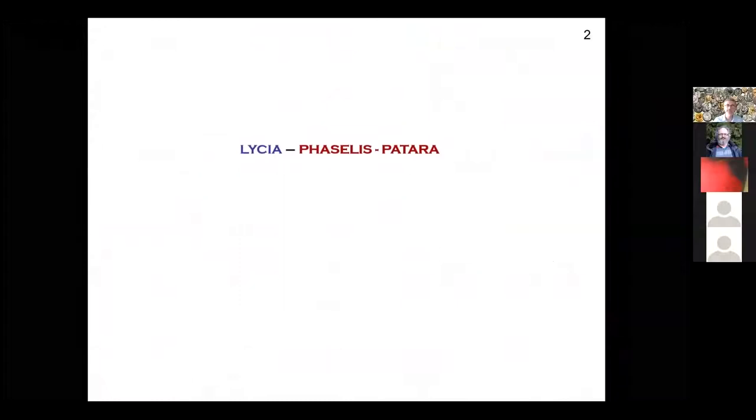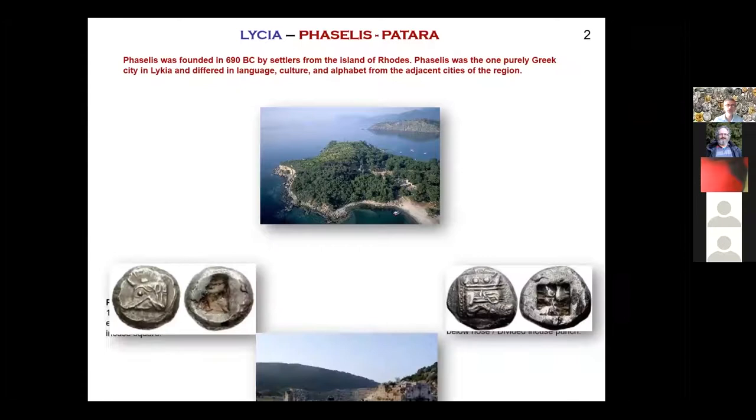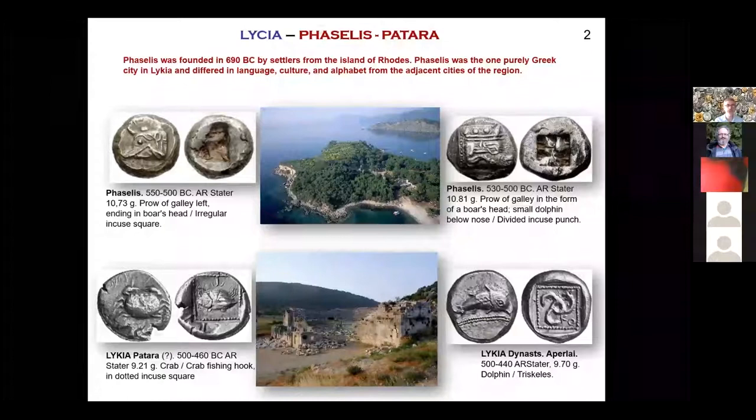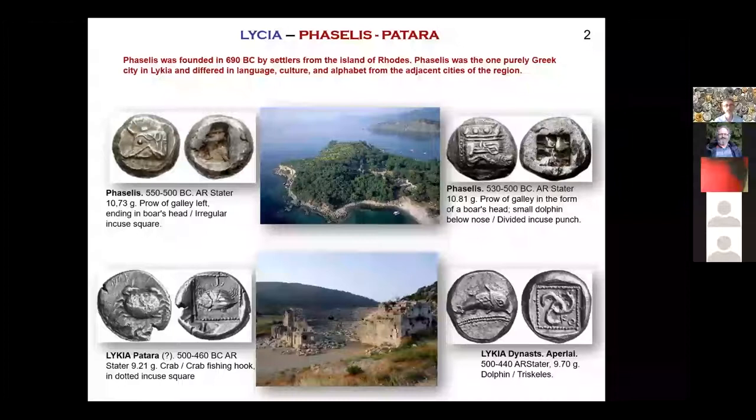Phaselis and Patara are two cities, again, part of the dynastic rule. And they seem to be more productive and on a little different path from the others. Even though geographically Phaselis was part of Lycia, it minted its own coins that we can identify with the city.